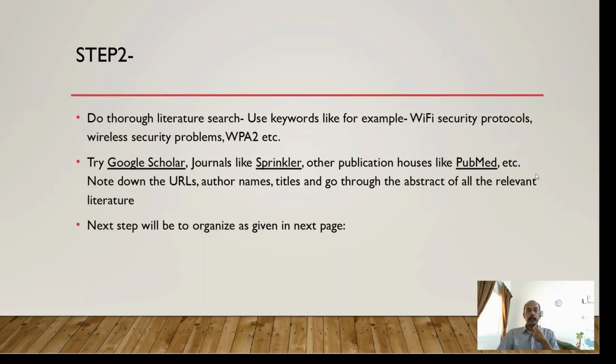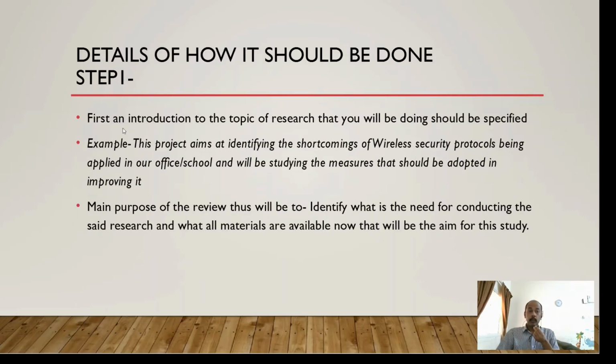Step two will be to do a thorough literature survey. This is the main thing. You have to first understand your topic, then you do the thorough literature search. You can use keywords like Wi-Fi security protocol, the same example we are taking, or what are the problems in wireless security, WPA2, etc. You can go to Google Scholar, which is one good website and is free as of now.